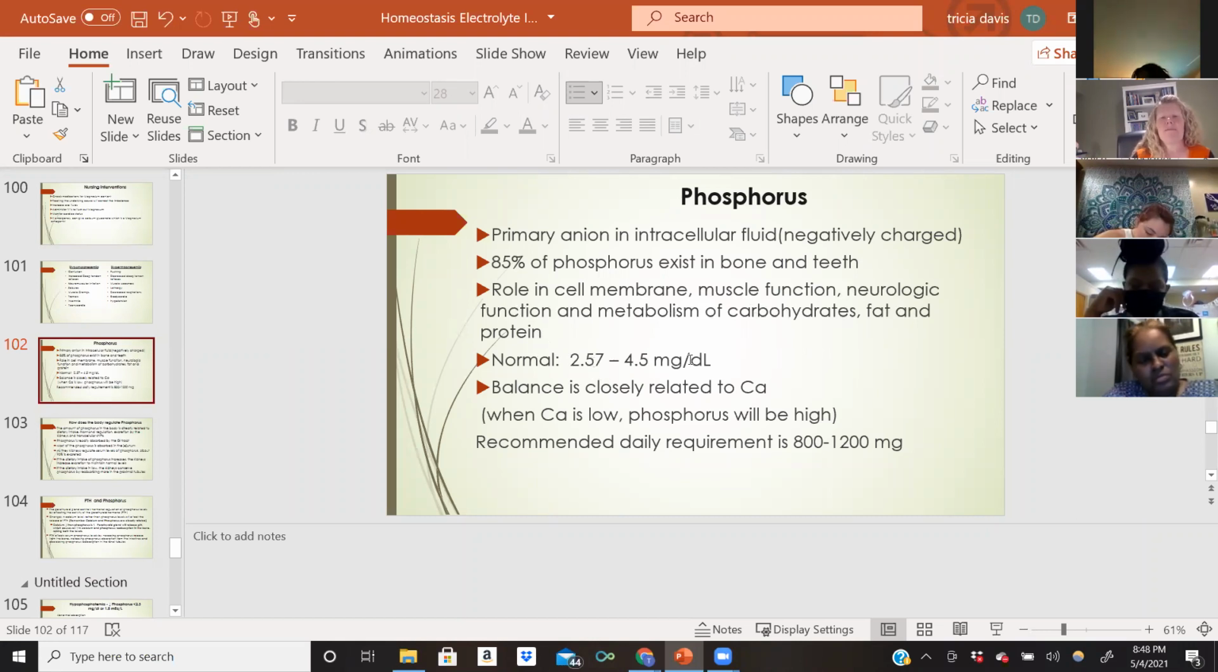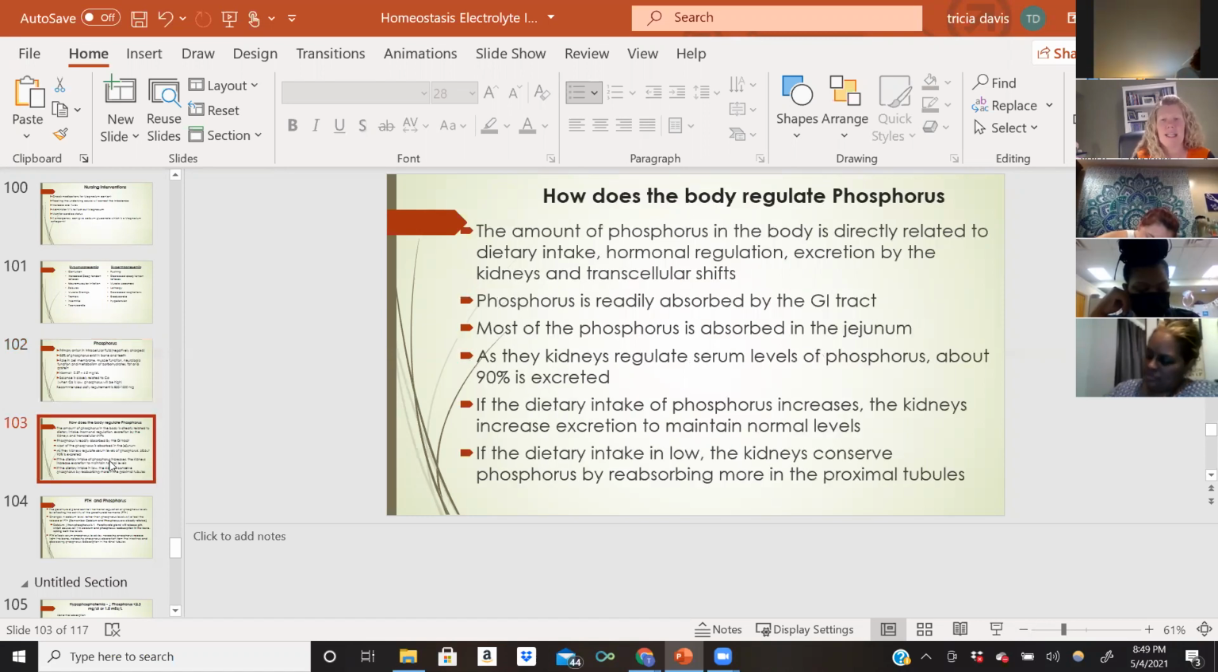And remember, we said it is closely related to calcium. They're on opposite ends of each other. So if calcium is up, phosphorus is down. If calcium is down, phosphorus is up. Recommended daily requirement is 800 to 1200 milligrams a day.